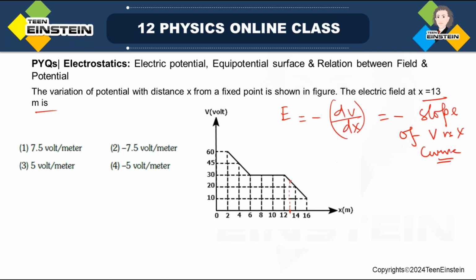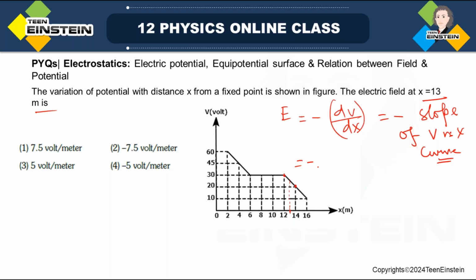So how do I get the slope at 13? See, these are the values. I have to take dV around this 13, and dx. So around this 13, what is dV? dV is the change in the potential. So final is 20 and initial with minus sign over here. Let me do the calculation carefully.